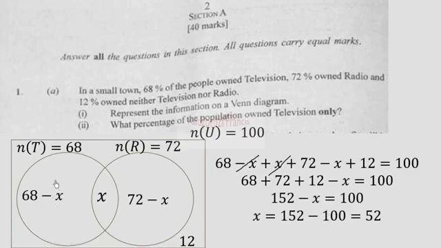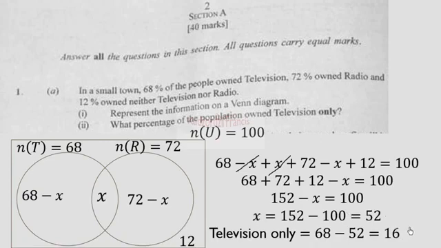Now those who like television only is this region over here. That will be 68 minus x. So the percentage of the population who own television only is 68%.